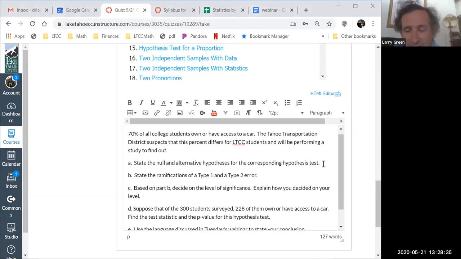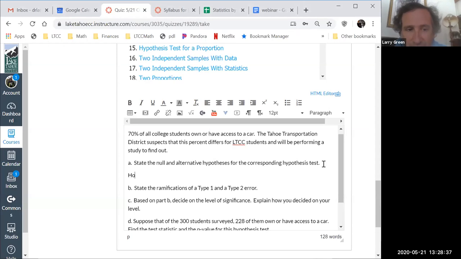So because it's yes or no, when we have our H naught, what letter do we use? What letter handles, P handles the yes, no question. So H naught is that P is equal to, and what number do I put in? Yeah, 0.7, because 70% is what the status quo is, and we want to find out if LTCC is different.